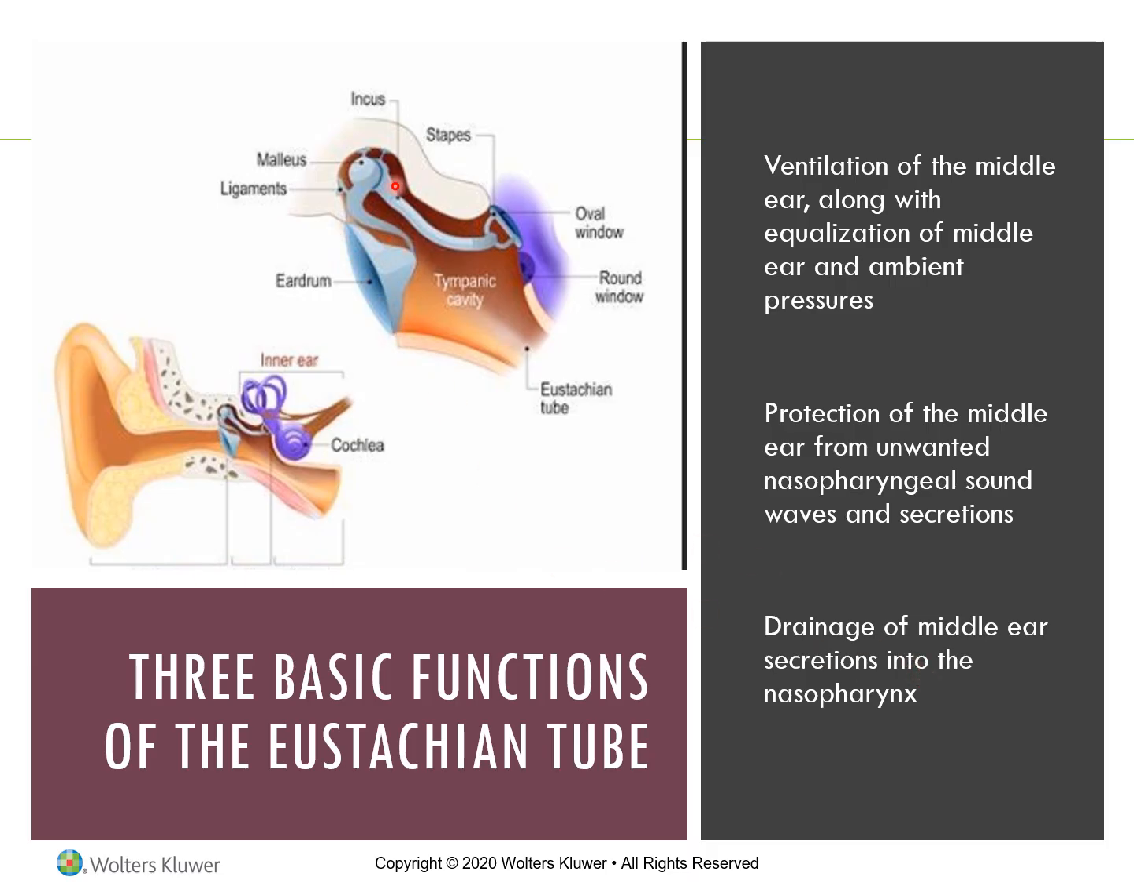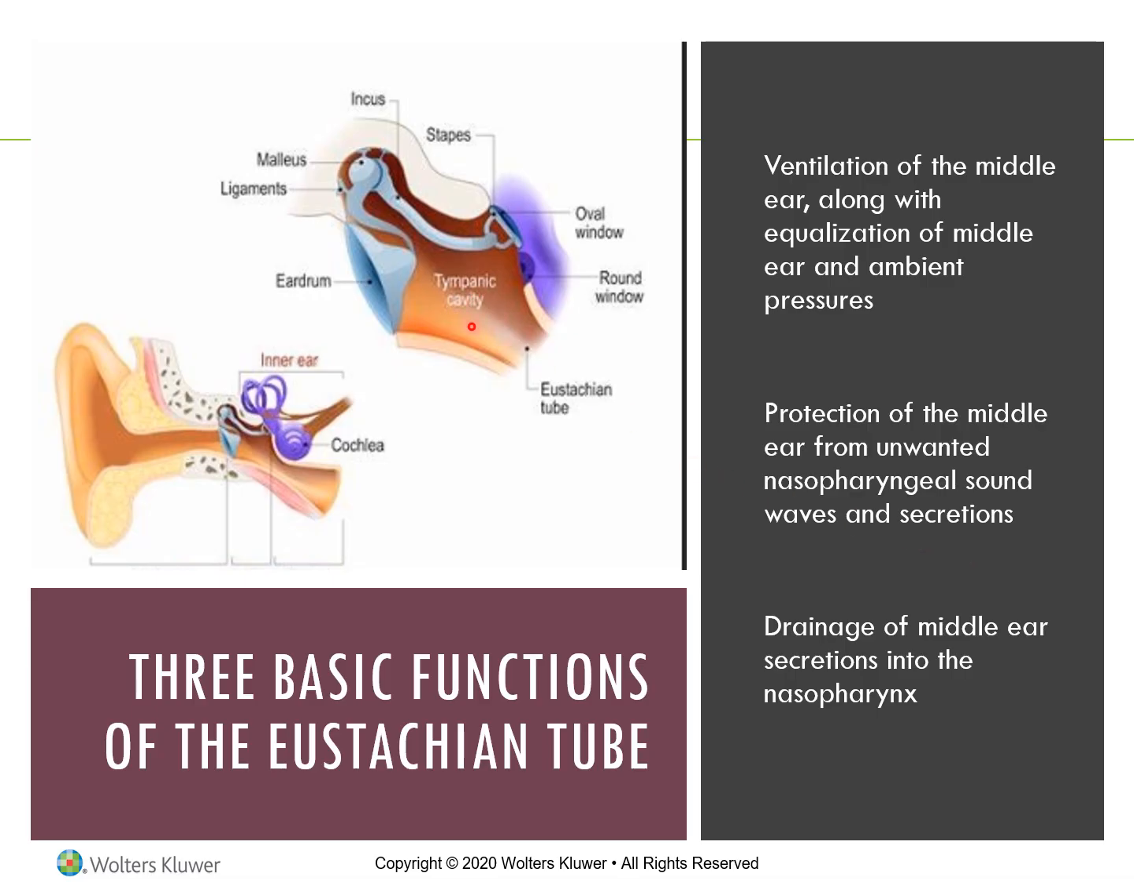Here it is, connected to those three small bones that help transmit sound waves to the inner ear. Those bones sit inside a tympanic cavity directly behind the eardrum, and that cavity drains down into the eustachian tubes. Ventilation of the middle ear, along with equalization of middle ear and ambient pressure, is one of the major functions of the eustachian tubes. It also protects the middle ear from unwanted nasopharyngeal sound waves and secretions.